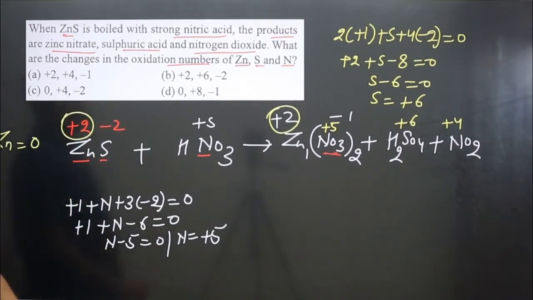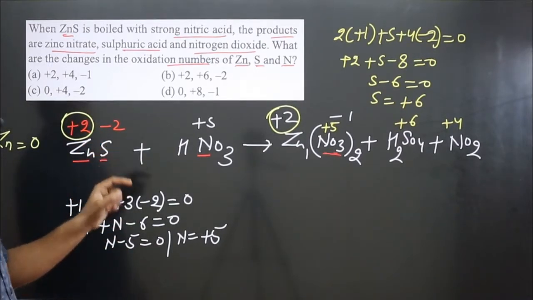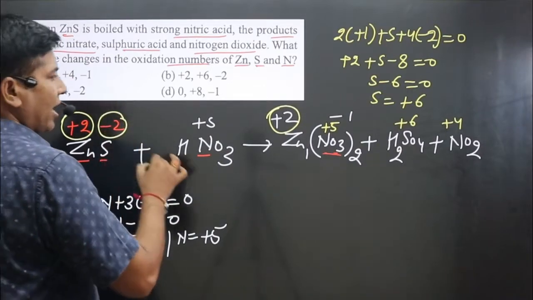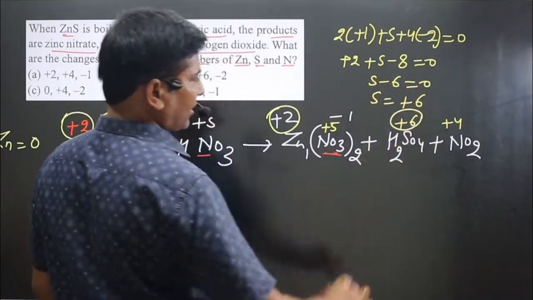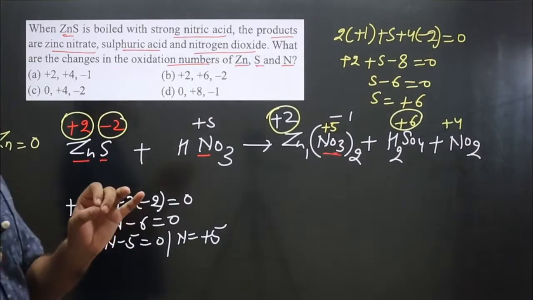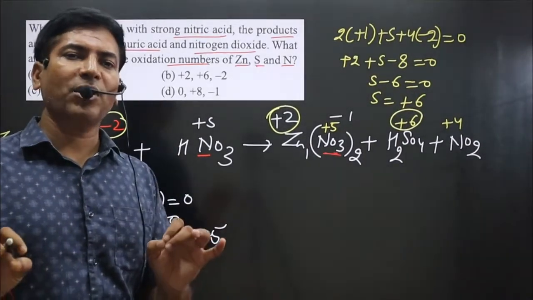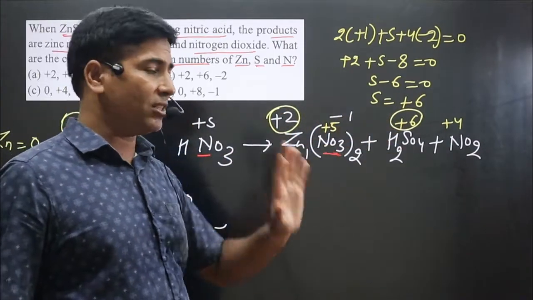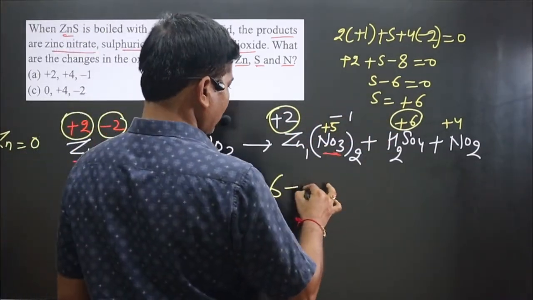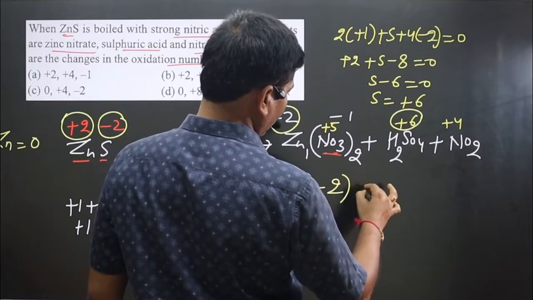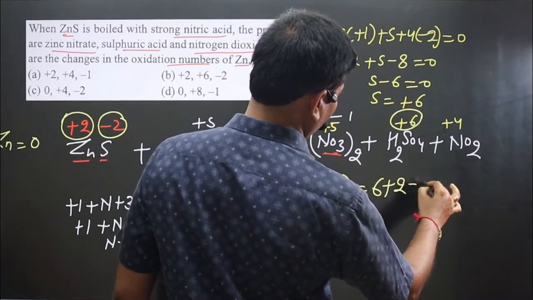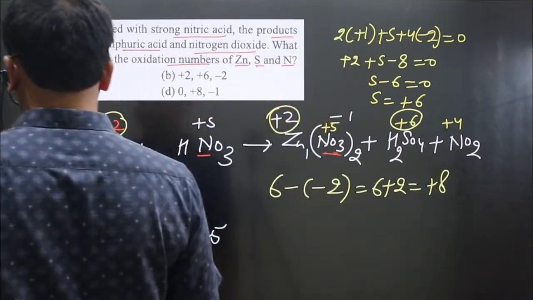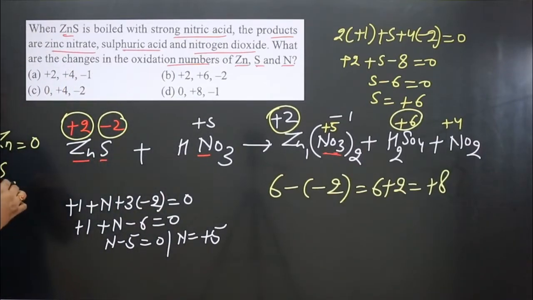Now we move on to the sulfur. You can see sulfur is present in -2 oxidation number. Other side sulfur is present in +6 oxidation number. Find the difference. In the difference we always subtract the small value from the large value. It is -2, other side is +6. So we write 6 minus -2. Then it will be 6 plus 2, equal to +8. So in the case of sulfur we are getting the change in oxidation number as +8.